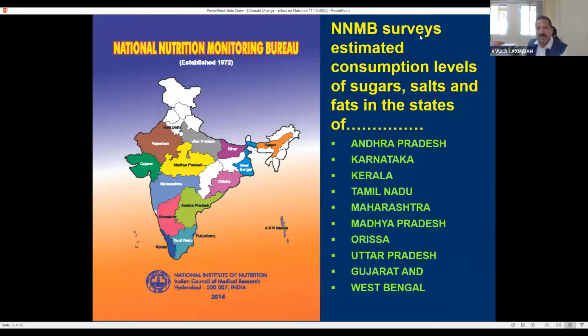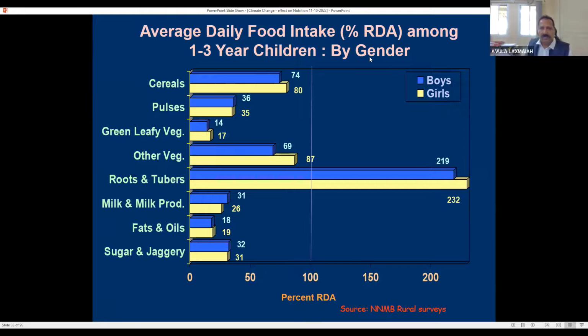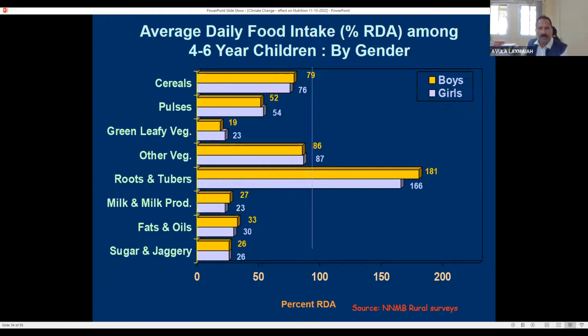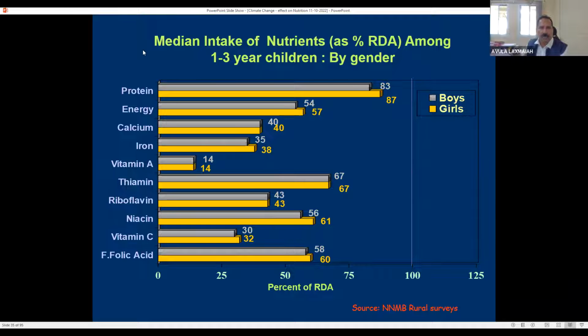As you know, the NNMB surveys estimated consumption levels of all foods and nutrient intakes, and what I'm showing is that food intake and nutrient intake are already very low compared to the RDA or EAR. You can see this is for 1 to 3 year children. In food intake, except cereals, roots and tubers, and some other vegetables, the consumption of pulses, green leafy vegetables, milk and milk products, and fats and oils is very, very grossly inadequate. If we add climate change, this may lead to further deprivation in all these age groups. That is my point and concern.